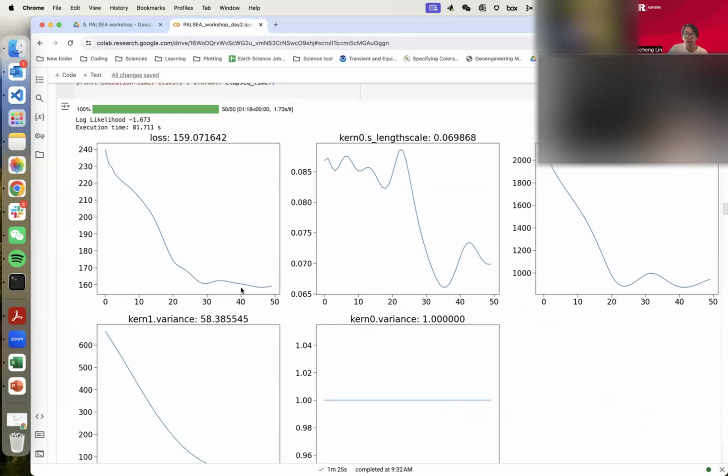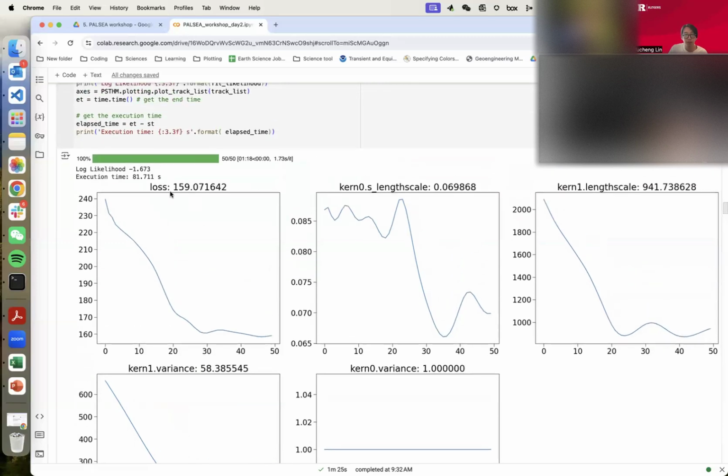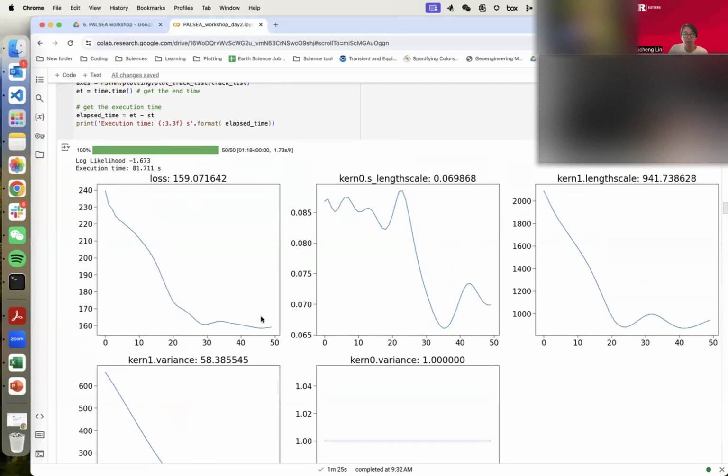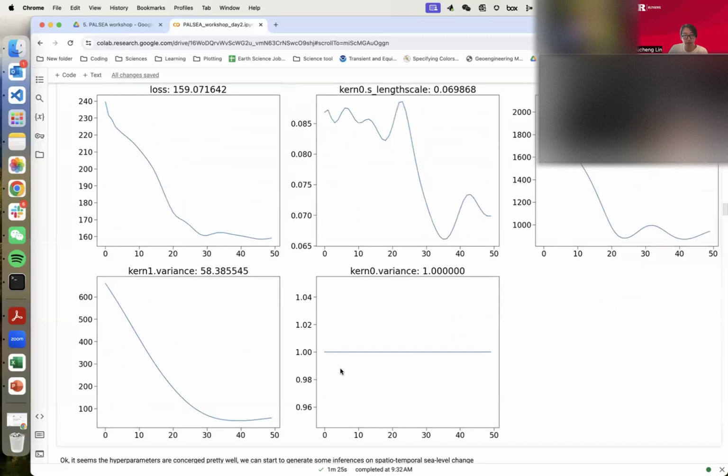Okay, so here is our optimization curve. It's optimized pretty well after 50 iterations, but you still see some oscillation here and here. But if you see oscillation in the hyperparameters, it doesn't matter that much. The most important thing we are trying to look at is the loss function here. 50 is clearly not enough, but just for illustration, it's okay.